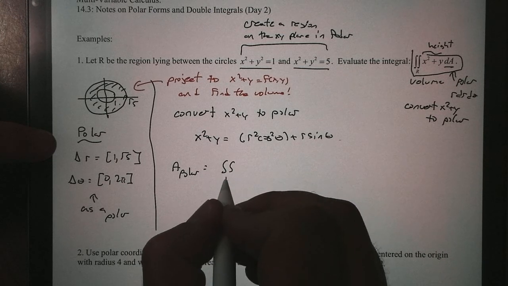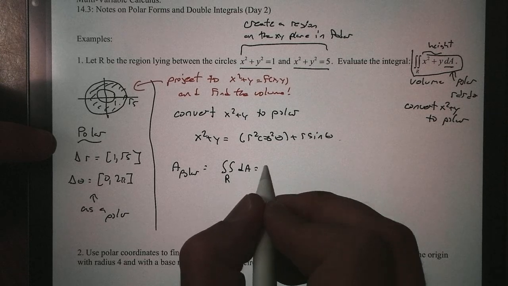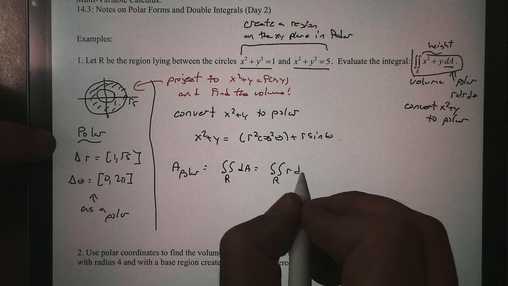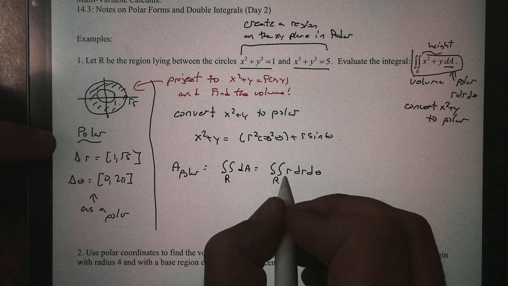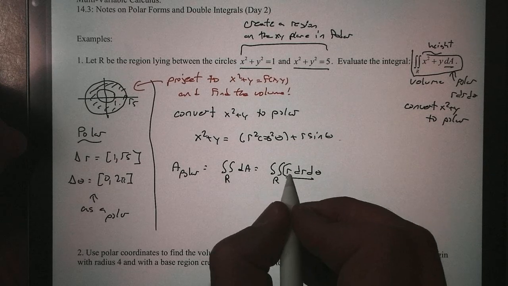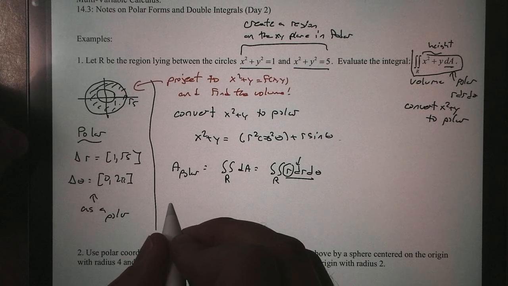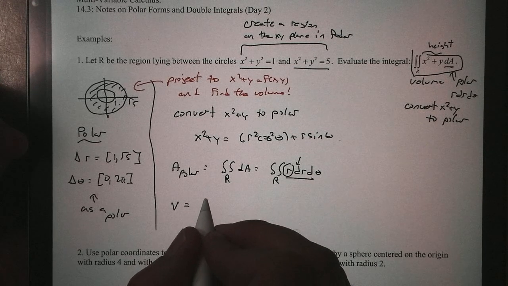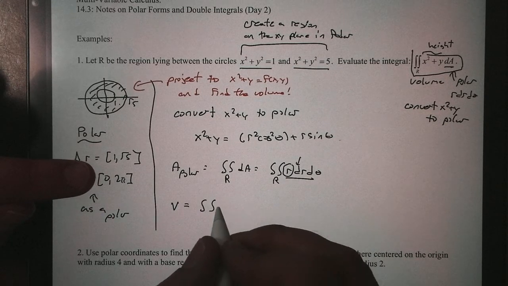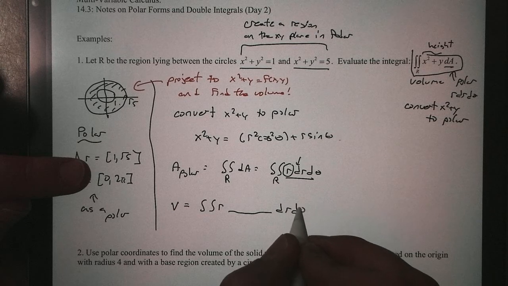And now to get my area, remember, my area in polar is the following. It's the area of my base, dA, right? So in polar, that is r dr d theta. So we're going to have this right in there. So don't forget the r. Now we are going to include our surface in there too. So if I want to get my volume, then I'm going to take the area of my base, which in polar is going to be this r, and I'm going to put my function in here, dr d theta.